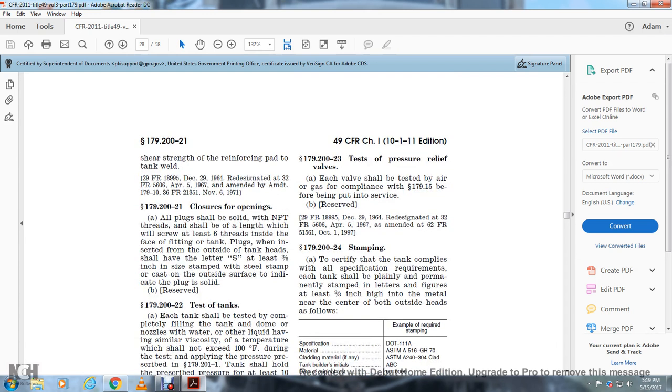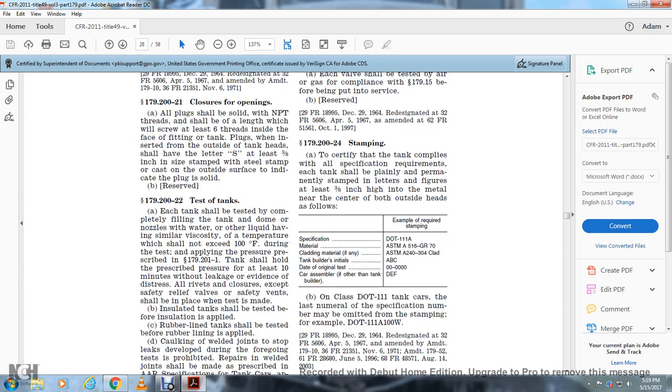179.221 Closure of openings. All plugs shall be solid, with NPT threads of sufficient length to screw in at least 6 threads inside the facing of the fitting on the tank. Plugs inserted in the outside of the tank heads shall have the letter S, at least 3/8 of an inch in size, stamped with a steel stamp or cast on the outside surface, indicating the plug is solid.